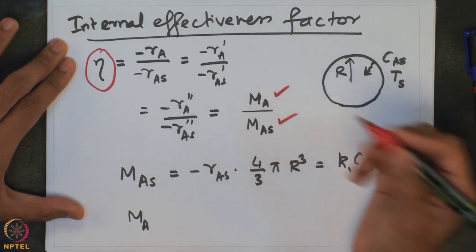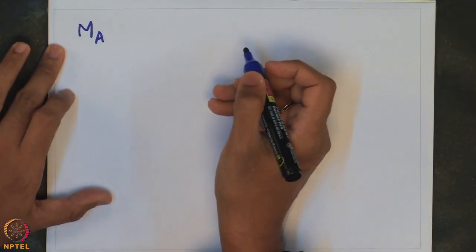We already know MAS. If we find out MA, we should be able to estimate the internal effectiveness factor for this particular case. So let us try to find out the actual rate at which the species is consumed per unit time when the reaction is actually happening. Now, intuitively, because we assume steady state conditions, the total rate at which the species is consumed because of the reaction should be equal to the rate at which the species enters the catalyst pellet at the exterior surface of the pellet.